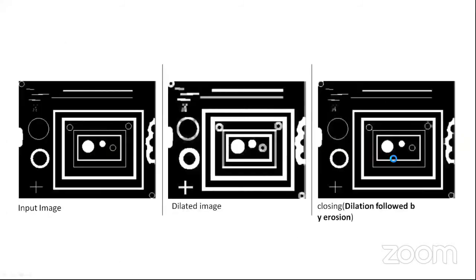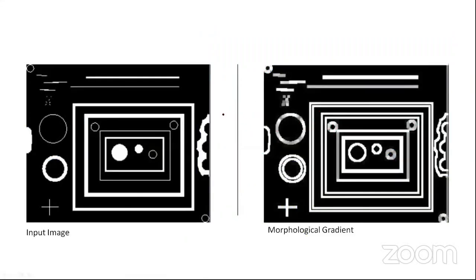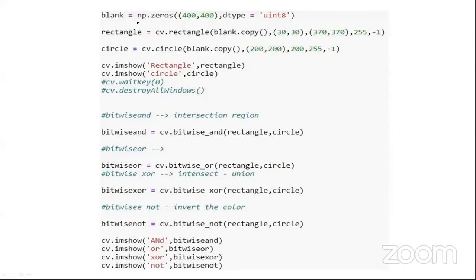Now we have another one, the morphological gradient. It's the difference between the dilation and the erosion. It basically gives you an outline of our object. Here you can see, this is the way we implement it.